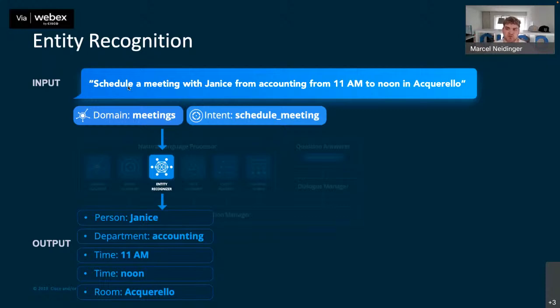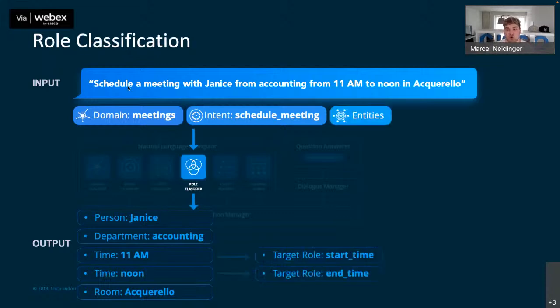The problem is that we also need to classify the roles here, right? So we need to make sure that our natural language understanding pipeline understands that Janice is the person that we want to have a meeting with, and from accounting can be used to resolve which Janice we're actually meaning, and that, for example, in that little part at the end, from 11 a.m. to noon, that is a time span, right? That 11 a.m. is the start time and noon is the end time. And this is what's happening in our role classification.